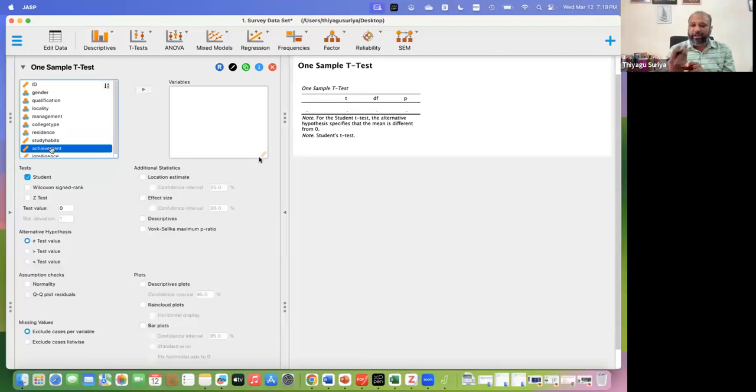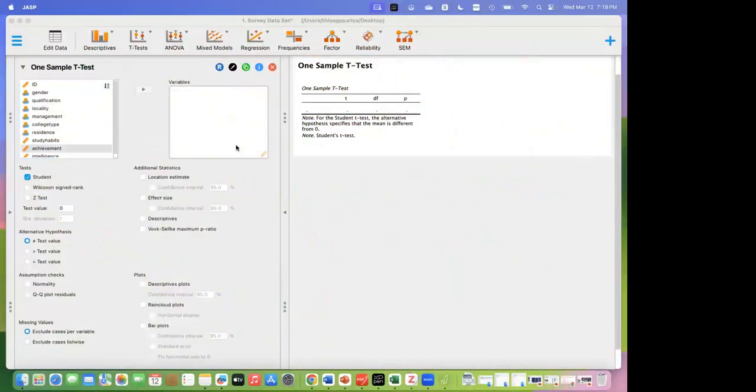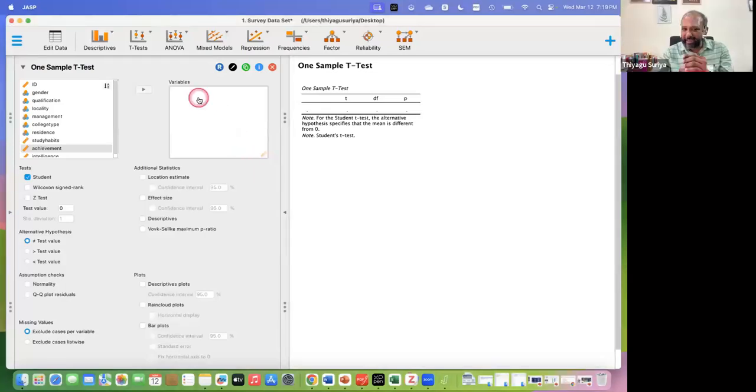What is the symbol? It is a scale variable. It's continuous. Instead of scale, you can use the word continuous; that will be easy to identify. In the variable box, I'm checking the achievement only. My achievement p-value is less than .001, and the DF is 999.